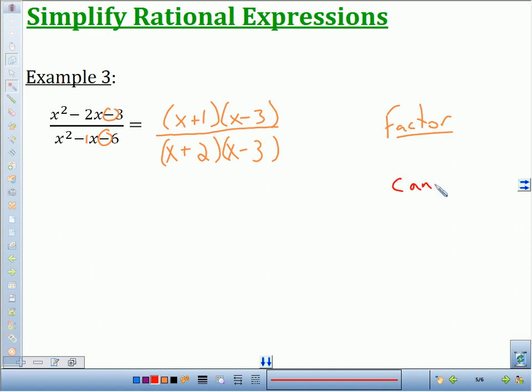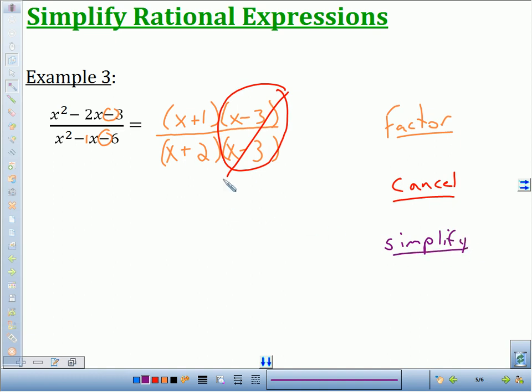After that, we've factored, so we want to cancel. What we can cancel is right here: x minus 3 and x minus 3 cancel out. So, yay, those two go away. And our last step is to simplify. Usually, this step mostly just involves rewriting what we've got. If we can get rid of parentheses, we should do that too.